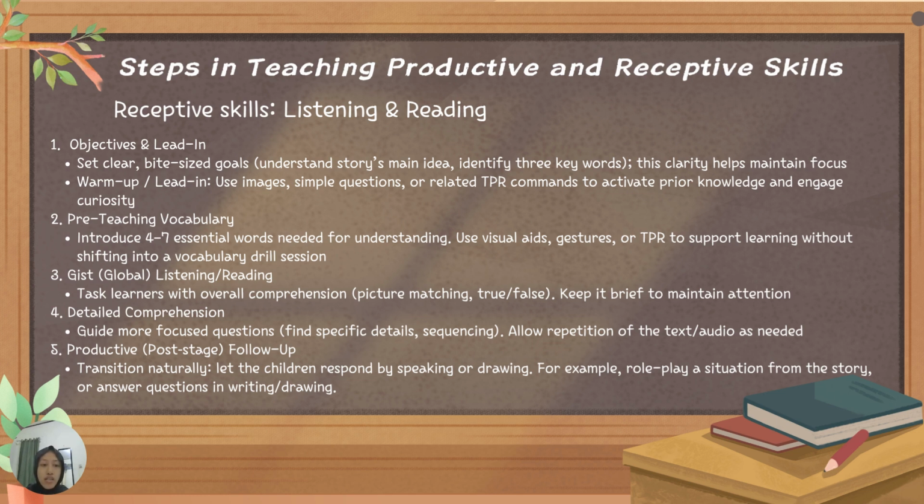And then the next is detailed comprehension. Guide with more focused questions, find specific details, sequencing, and so on. And the last is productive or post stage. Let the children respond by speaking or drawing. For example, role play or a simulation from the story for reading, and then for listening, answer questions in writing or drawing.